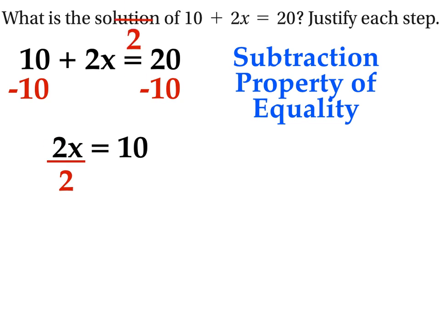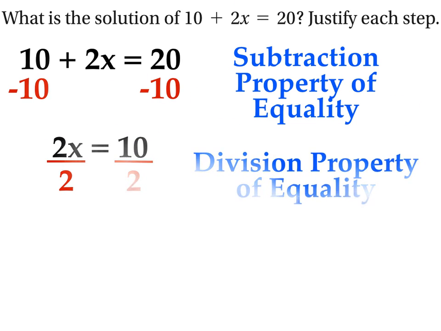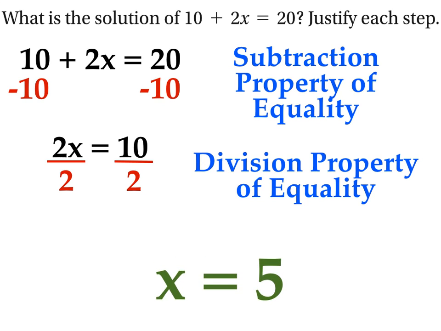Now you need to divide both sides by 2. The justification there would be the division property of equality, which just says I can divide both sides of the equation by the same number, and it will remain equivalent. And when you divide both sides by 2, you are left with x equals 5.